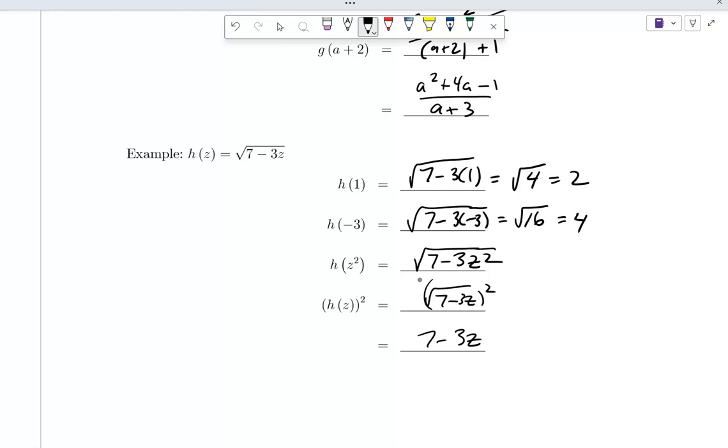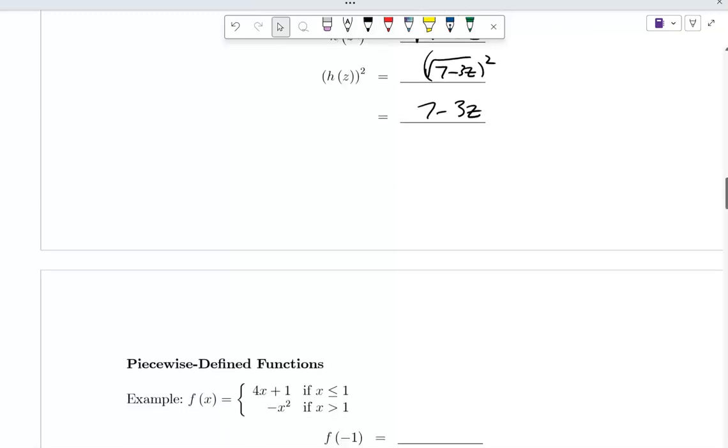Okay? This one says take out the z, replace it with z squared. This one says take the function, the whole function, and square it. Different things. That was the reason why I wanted to do that one. Any questions on the function notation at all? Okay. All right.